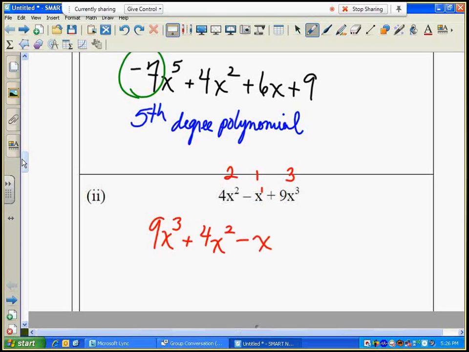This is a 3rd degree trinomial, and it has a leading coefficient of 9. In other words, 9 is the first number when it's written in standard form. Okay, let's do a couple of practice problems here.